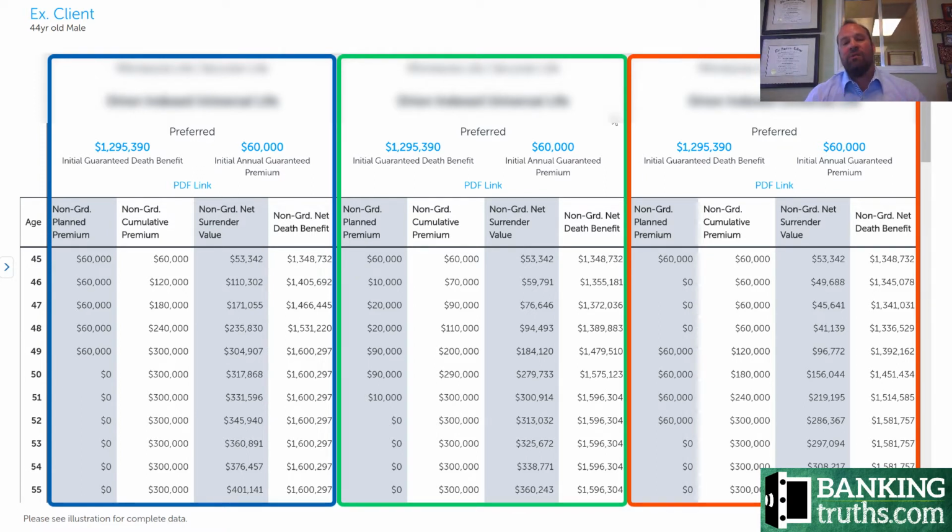And we also are using an option 2 death benefit, or increasing death benefit, during the funding years. So you can see the death benefit increases by the amount of the cash value during the funding period, at which time we then level it off.